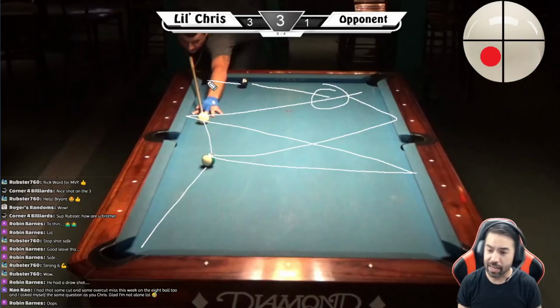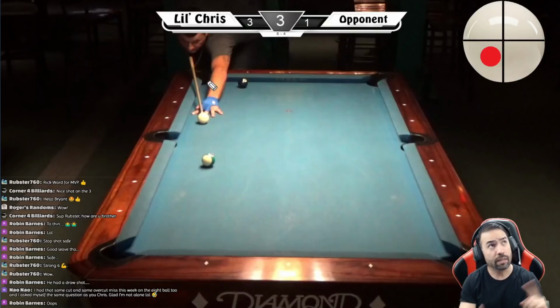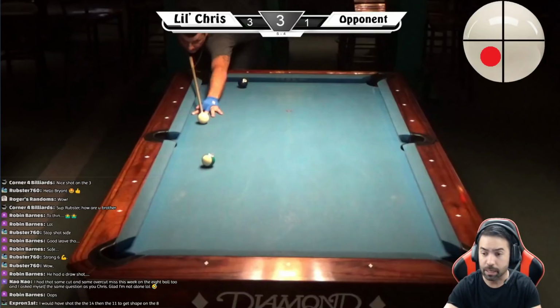But with this type of cut angle, like I said, after going to Demetrius's boot camp, this is just not the shot that I would recommend, right? What I would recommend is, instead of left spin, right spin on the cue ball. Let's see. Is this going to be enough with a stun, right?